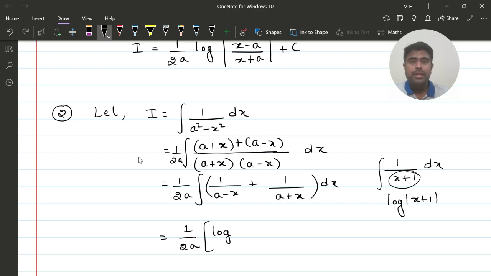Then you differentiate x plus 1. What is the derivative of x plus 1? It is 1. When you differentiate x plus 1, it is 1. So in differentiation you used to multiply it with 1. Here you will have to divide it by 1. So you write it as divided by 1, right? In this case dividing it by 1 really doesn't matter.